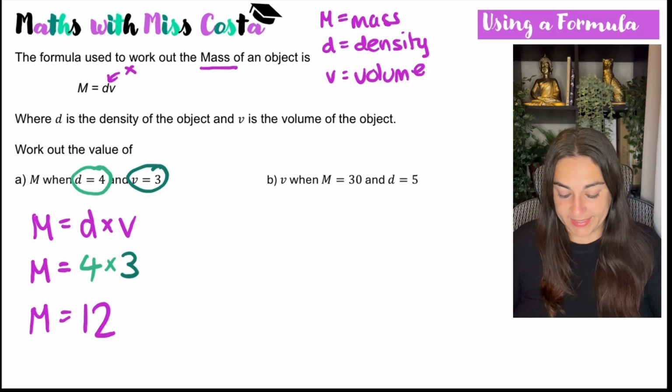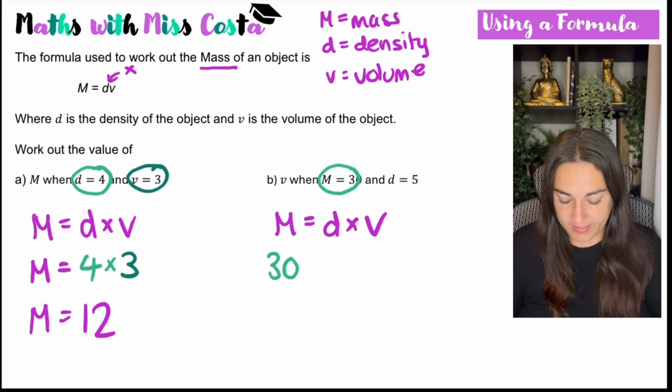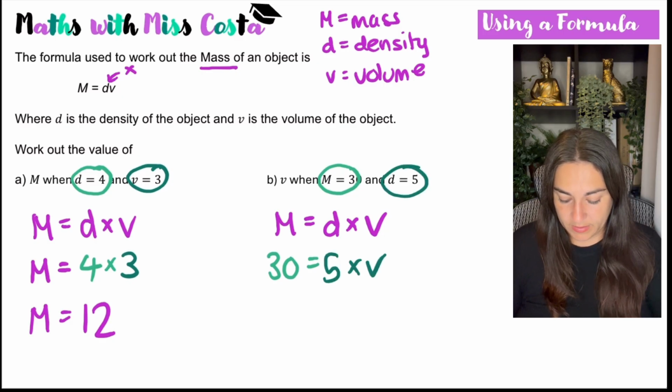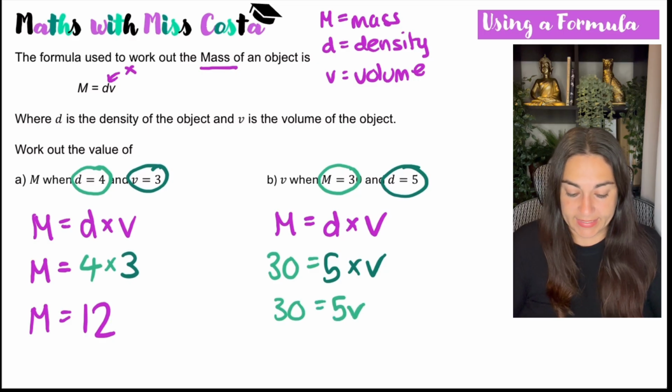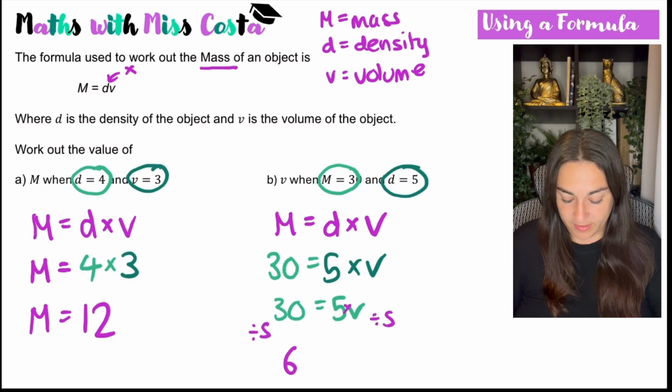Now for the next part, it's a little bit trickier because it says work out v when m is 30 and d is 5. So let's write out the formula and what it means. m is d times v, and let's substitute in the values they've told me. So m is 30 and they've told me that d is 5. So I know that 30 equals 5v. So how could I work out what v is? Well, 5v means 5 times v, so I could divide both sides by 5. 30 divided by 5 is 6, and 6 is v, so therefore v must equal 6.